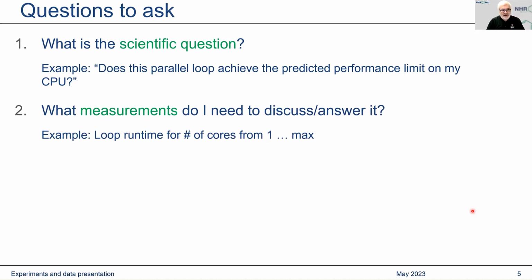The second question is, what measurements do I need to discuss this question and to answer it? One possible answer to that would be, I need to measure the loop runtime, if the program comprises a single loop, for each number of cores, for a selected range of number of cores, probably from one core to the maximum number of cores that's useful or sensible on that machine.